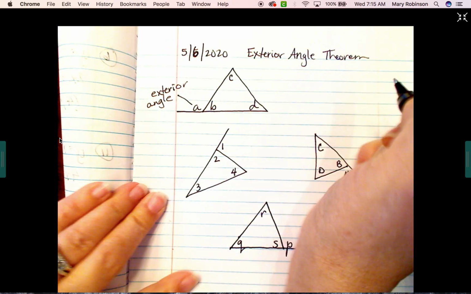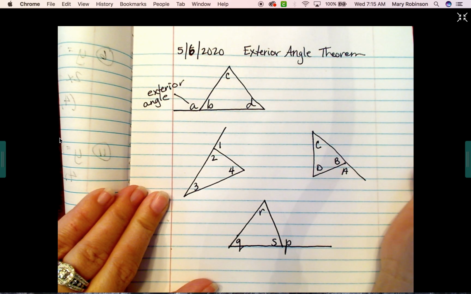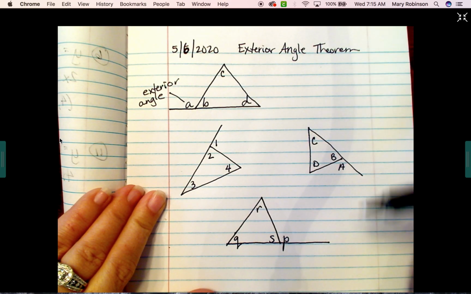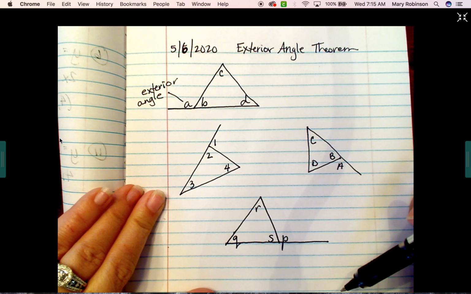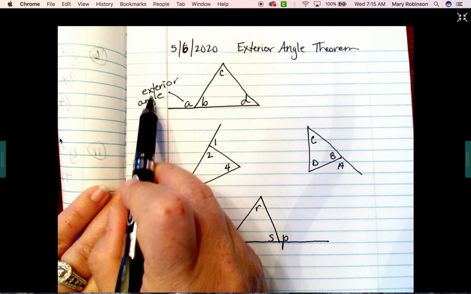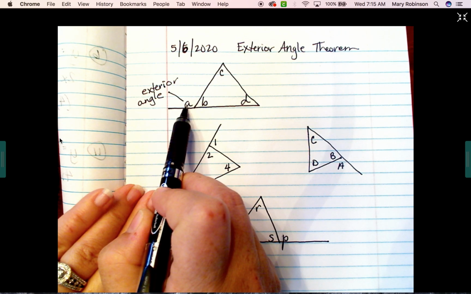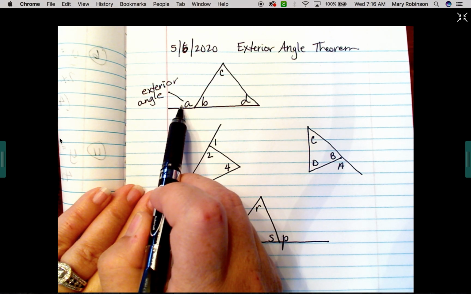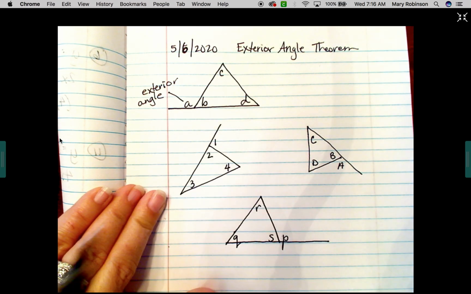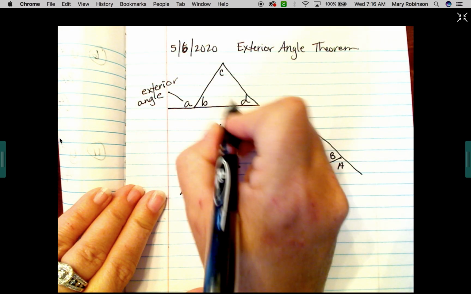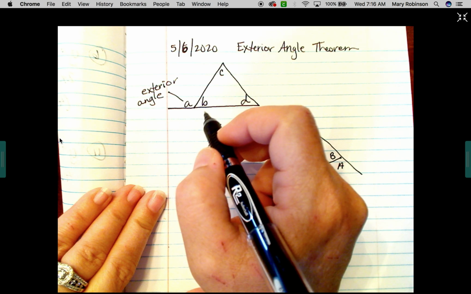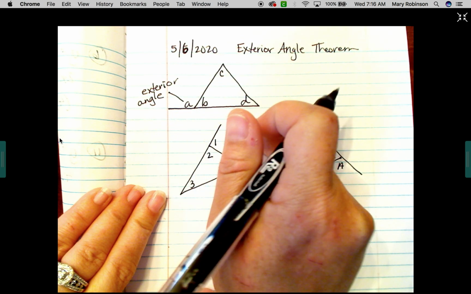So feel free to get a sheet of paper out and write this down, or at least when I get down to here, maybe take a picture of it with your phone. So the exterior angle is this one on the outside, not inside the triangle. The inside angles here would be called interior angles. All of them inside are interior.